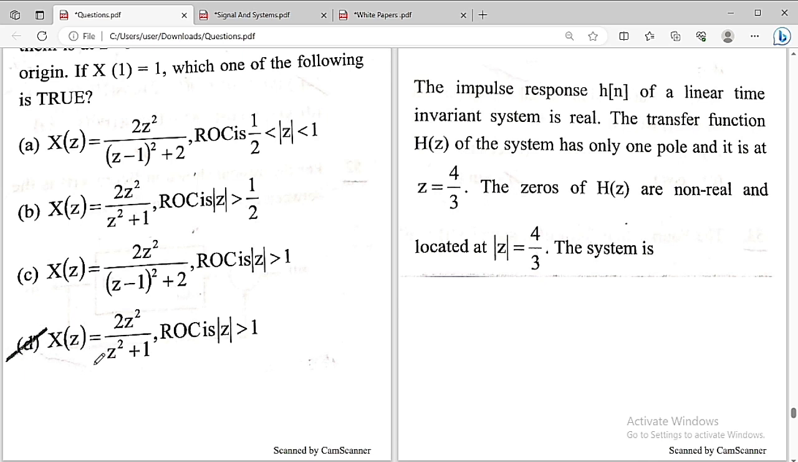For the four options, option D, which is X of z equal to 2 z square by z square plus 1 with ROC mod z greater than 1, is the correct solution of this question.